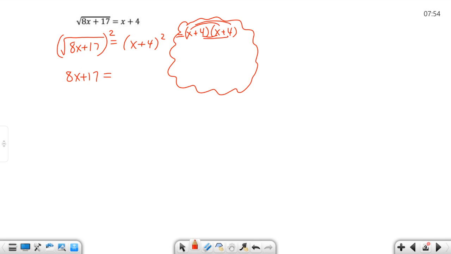First, outer, inner, last. X times x is x squared. Then x times 4 is plus 4x. 4 times x is plus 4x. And 4 times 4 is plus 16. You put your two plus 4x's together, you get x squared plus 8x plus 16. So we get x squared plus 8x plus 16.